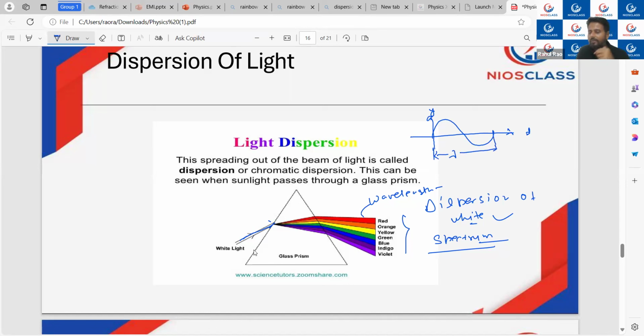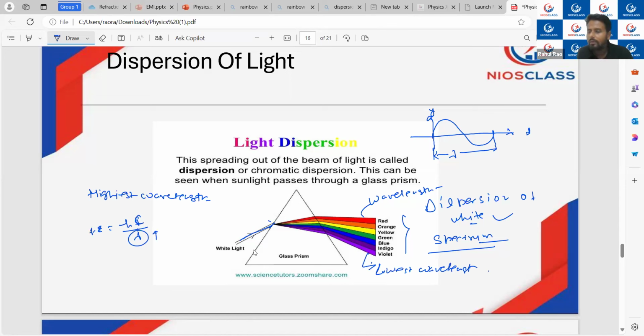Each color has a different wavelength. The red color has the highest wavelength. The violet color has the lowest wavelength. And because of the different wavelengths, they have different energy also. We know the energy E is equal to hc upon lambda, where h is the Planck constant and lambda is the wavelength. If lambda is high, the energy will be low.